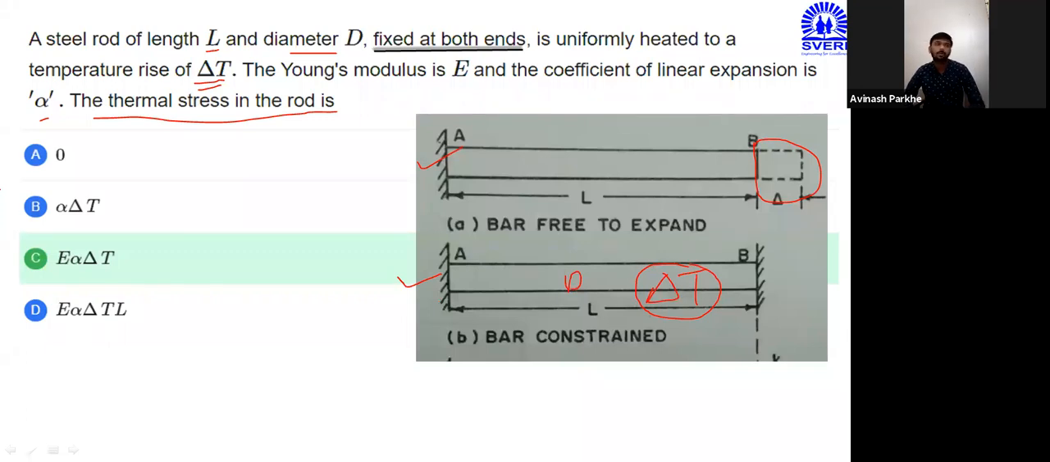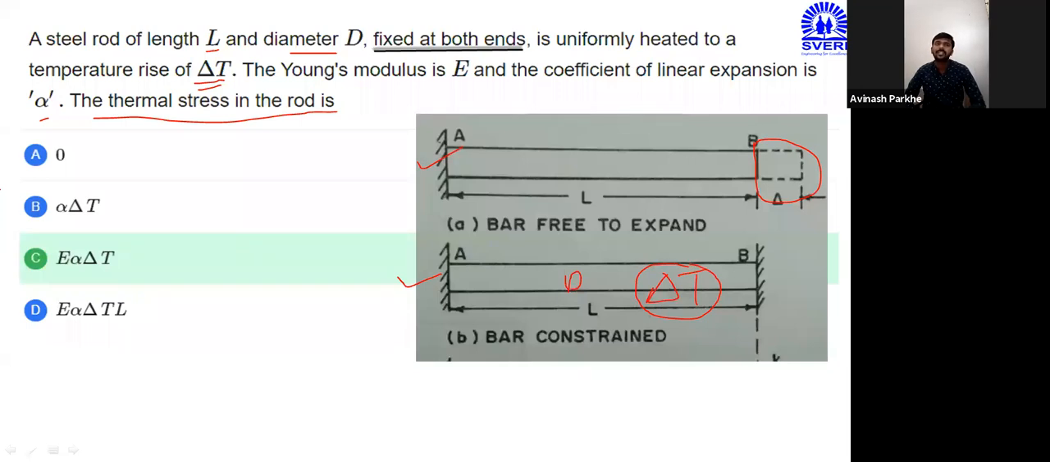Out of A, B, C, D, which option will be correct? What is your answer? For that purpose, here we need to remind the thermal stress formula. What will be the answer? Please represent your answer in the chat box so I can give the verification.